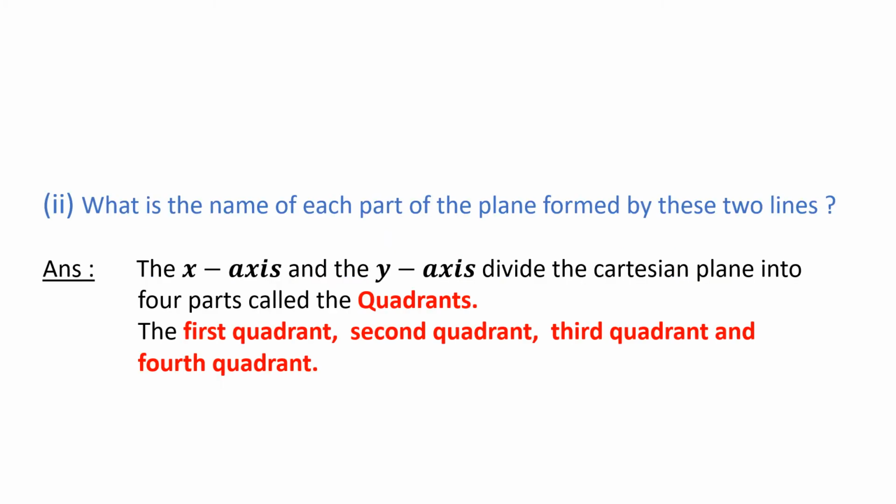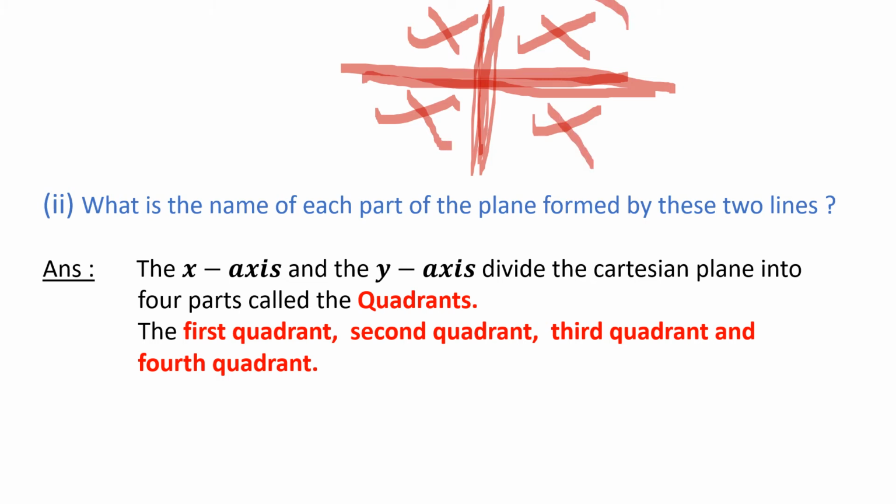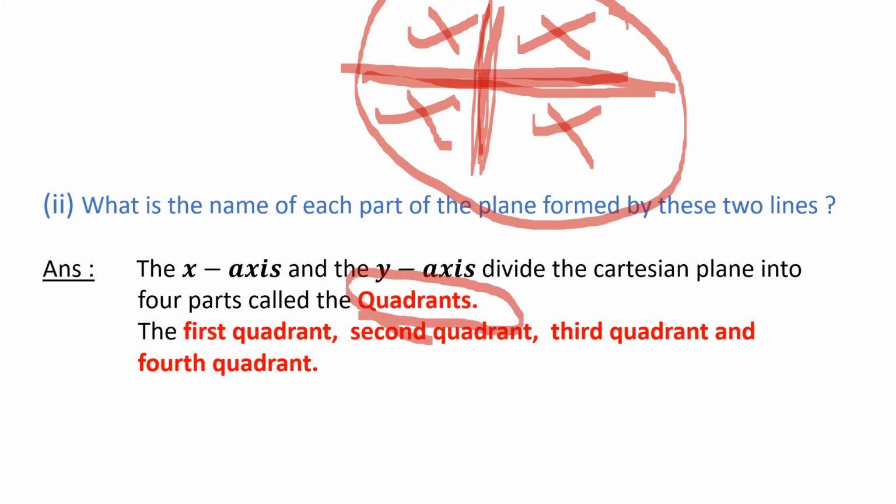Next, what is the name of each part of the plane formed by these two lines? They have asked us what is the name of each part of the plane that is formed by these lines. These horizontal and vertical lines, how many parts do they form? 1, 2, 3, 4. They form 4 parts of the plane, right? And what are these 4 parts called? We have already studied. They are called quadrants.